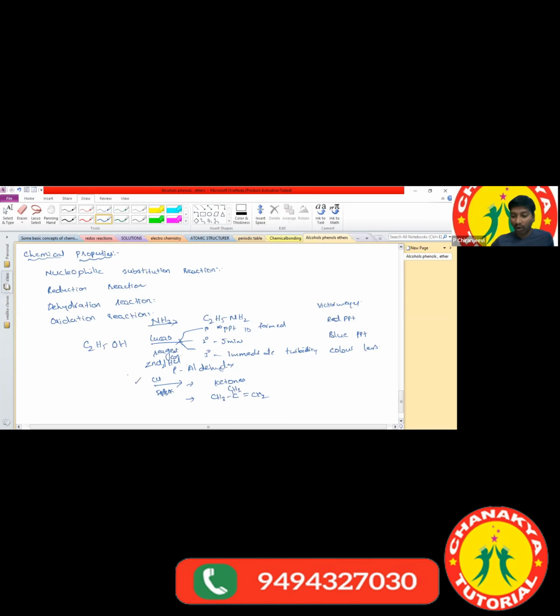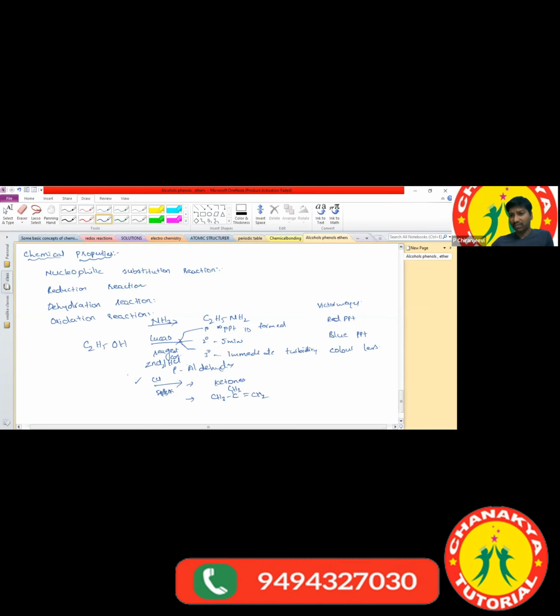This reaction we can also call dehydrogenation. What is meant by dehydrogenation? Removal of a hydrogen molecule. From the primary alcohol, if you remove one hydrogen molecule, it converts into an aldehyde. When the vapors of secondary alcohols pass through copper metal at 573 Kelvin, by removal of one hydrogen molecule, they are converted into ketones. And tertiary alcohols form alkenes.